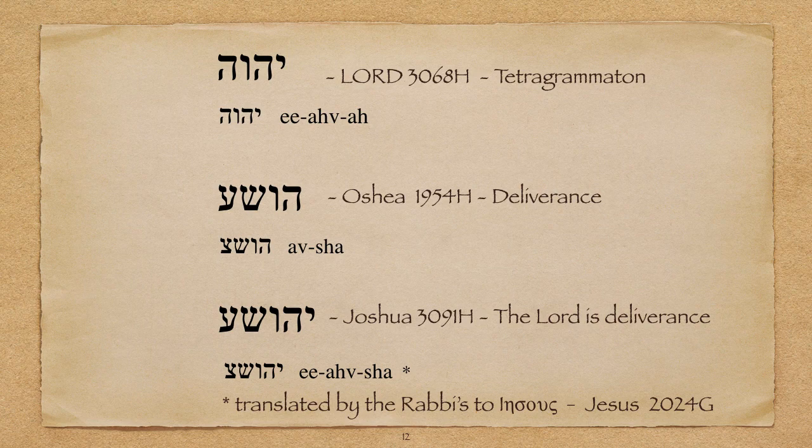But Moses added the Yod, or what I call the Id, and Joshua would be pronounced Eavsha, meaning the Lord is deliverance. Now, whether Eavsha carried over to the time of Jesus and was the way Jesus' name was pronounced is unknown.